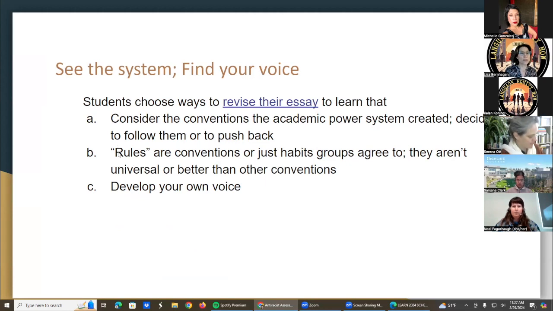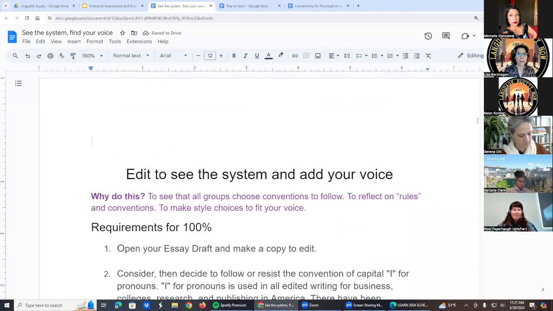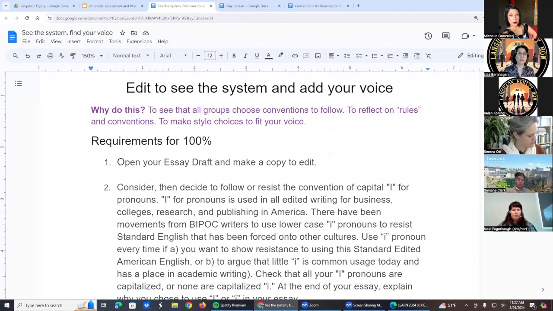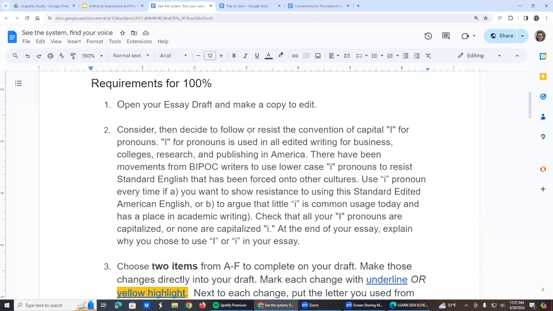The other thing I want them to learn is that rules that they've been taught are just conventions. They're just what a group agreed on, or they're just habits people have agreed on. They're not universal and they're not better than any other conventions. And the third thing I'm trying to invite them to do as they revise each essay is to develop their own personal voice. So this assignment, I want them to see that groups choose conventions to follow. I want them to reflect on what they've been taught are rules, and then I want them to make some style choices.